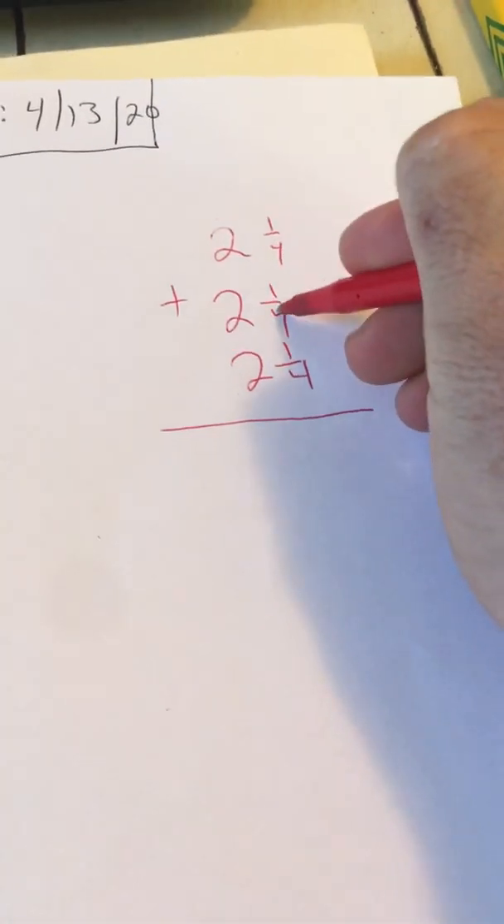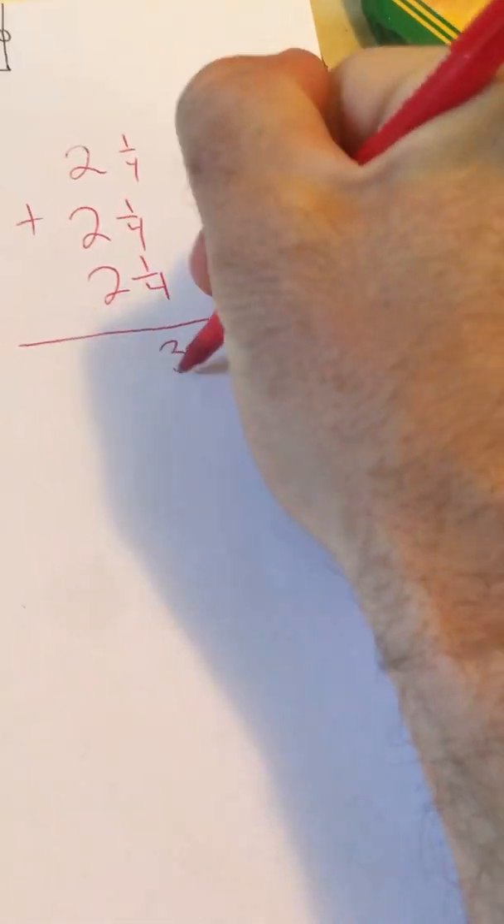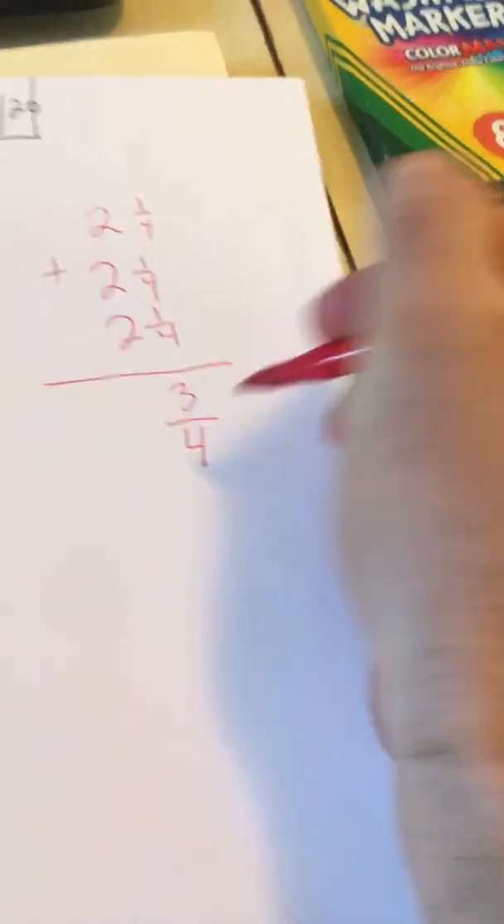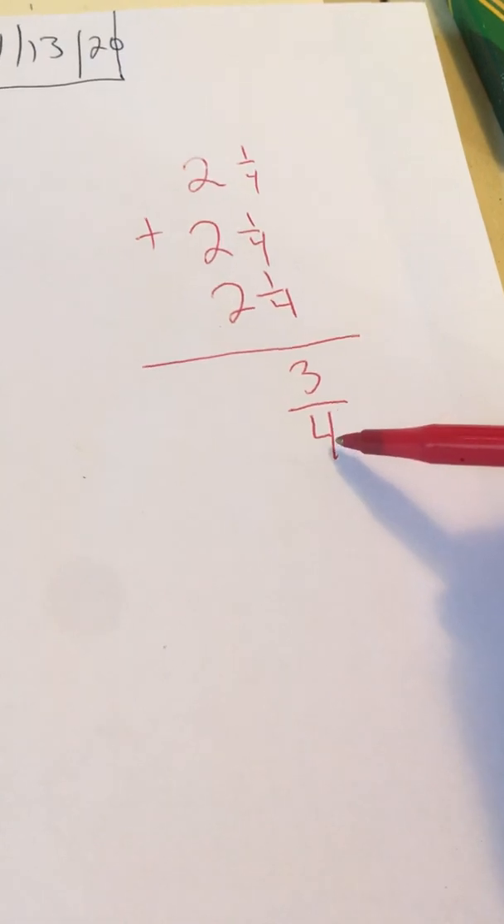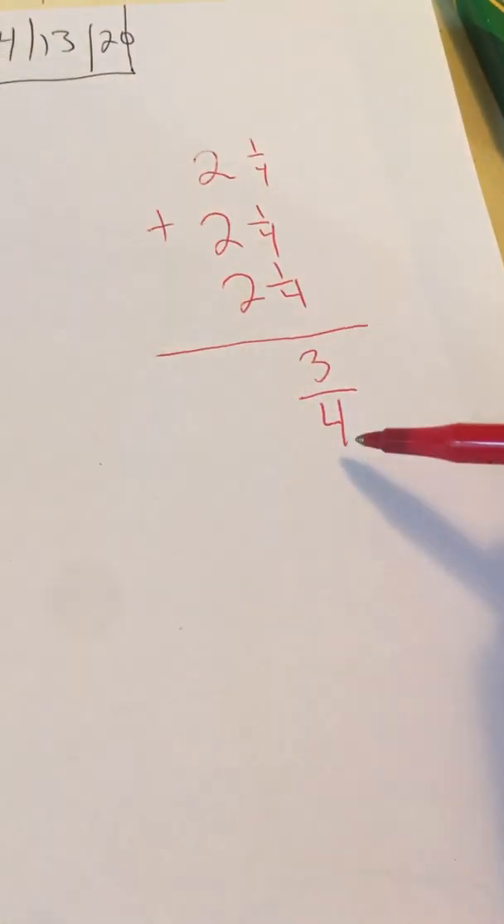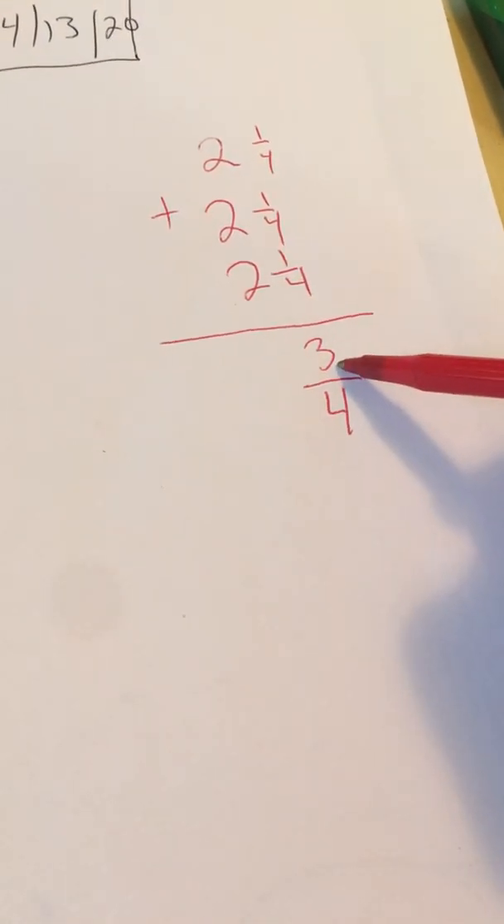They're all fourths, so we can just add these together. 1/4 plus 1/4 plus 1/4. You add the numerators. 1 plus 1 plus 1 is 3. And fourths are still fourths. There's still 4 pieces in each whole. So the denominator, once they are the same, you can just keep the denominator the same, and you add the numerators. 1 plus 1 plus 1 is 3/4.